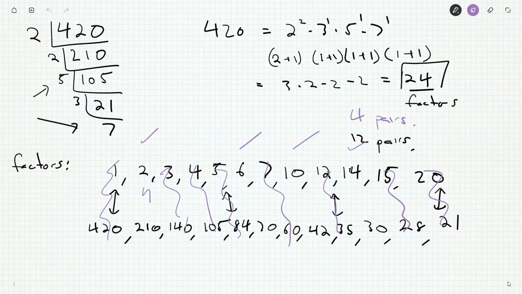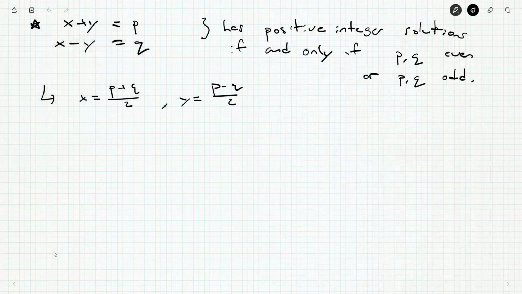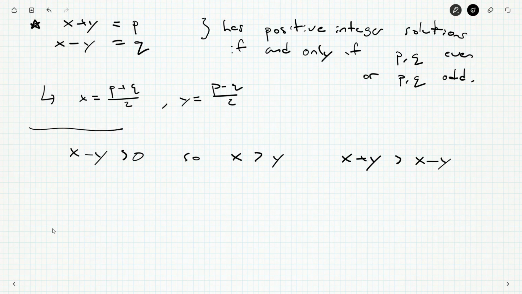Another way to do it, and I think I'm going to need a little more space here, is just sort of make yourself a very lengthy chart. One thing you would probably want to say before starting this chart is x minus y is positive, so x has to be greater than y, and so x plus y is greater than x minus y. It helps you figure out which factor is which.